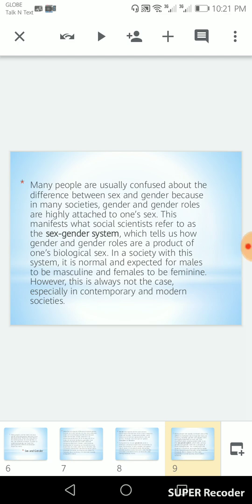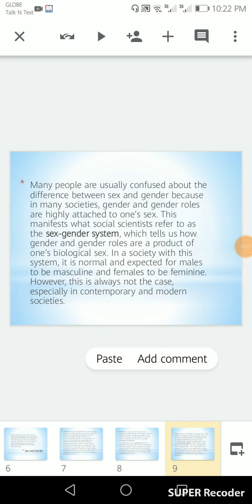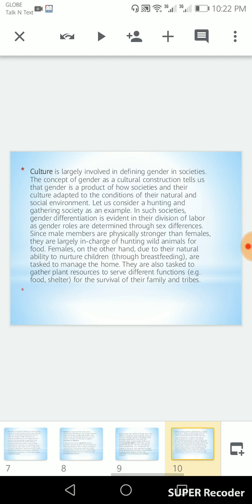So in the society, inaasahan natin na ang mga babae are expected to be feminine and ang mga lalaki, they are expected to be masculine. But this is not the case, especially in the contemporary and modern society. So culture is largely involved in defining gender in society.